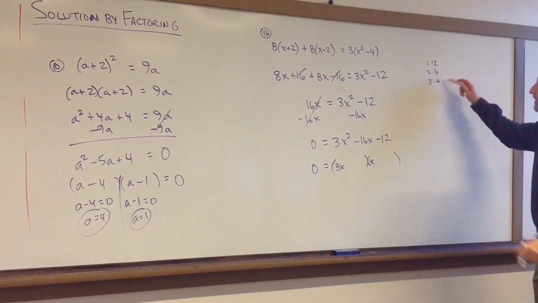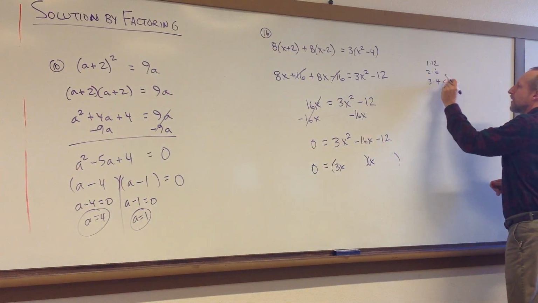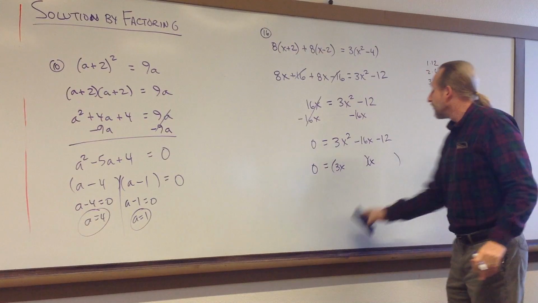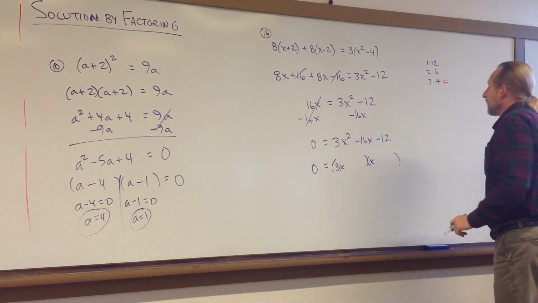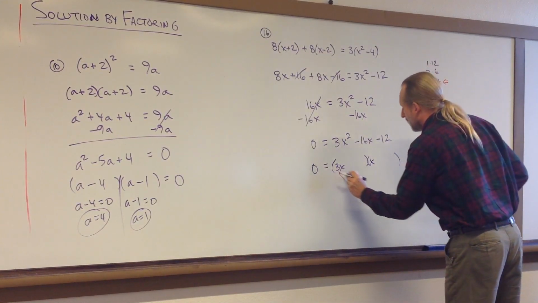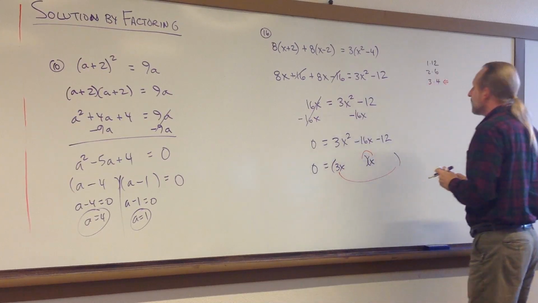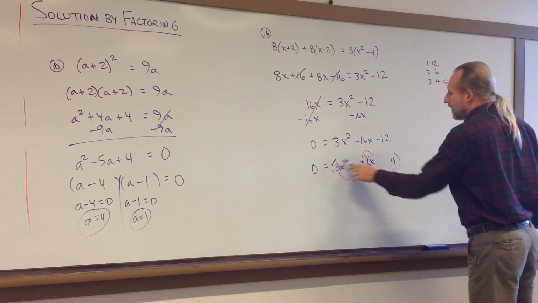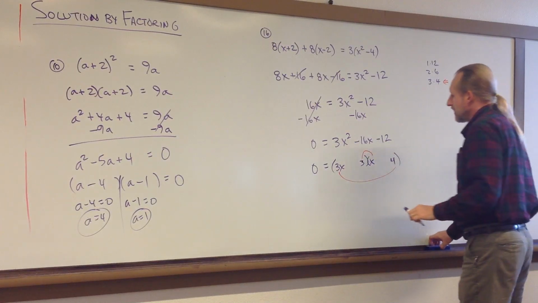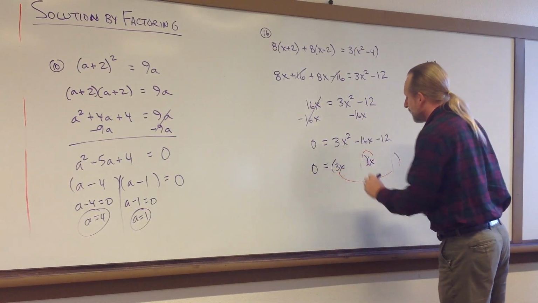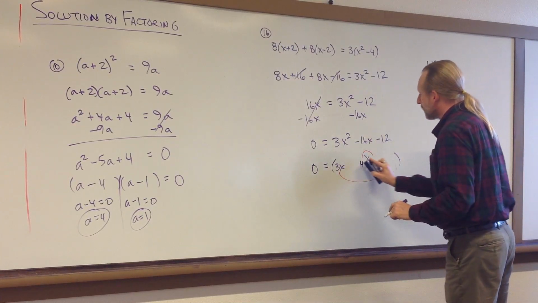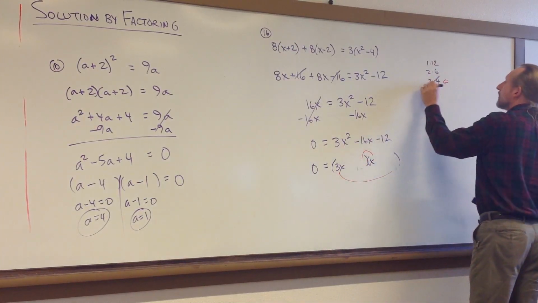Now normally I would pick this one to start with. I think I can tell before even putting them in there that that's not going to work. But I'll go ahead and put them in and talk about it. So let's say we put the 3 here and the 4 here. That's 12 minus 3, which is 9. And if we switch these up, then it's 9 minus 4, which is 5. So neither one of those works.